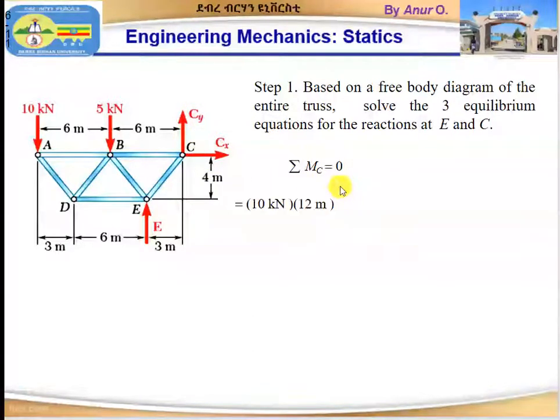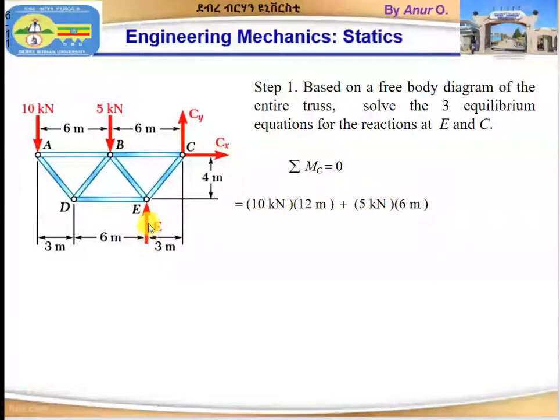Therefore the first one is 10 kN times 12 meter, that is 10 kN multiplied by 6 plus 6, which will be 12 meter. The direction of this moment is counterclockwise. This is point C and the moment will rotate counterclockwise, so positive. Next, the 5 kN force acts at a distance of 6 meter. The moment is counterclockwise, so it is positive: plus 5 kN times 6 meter.